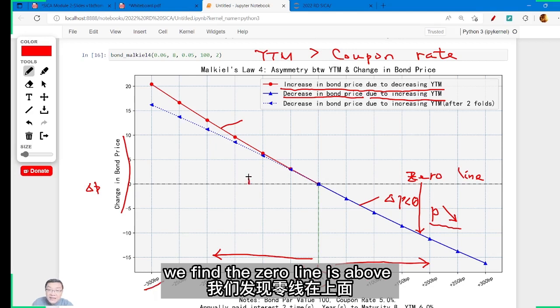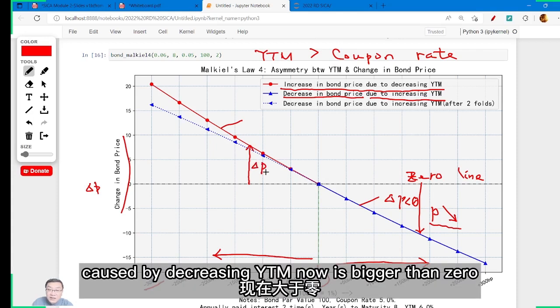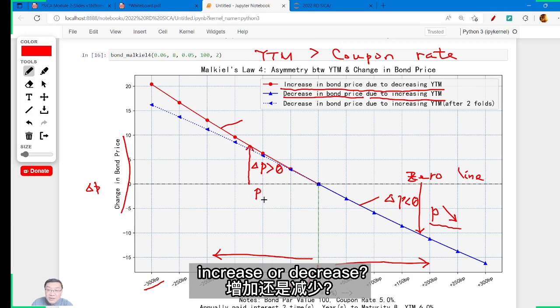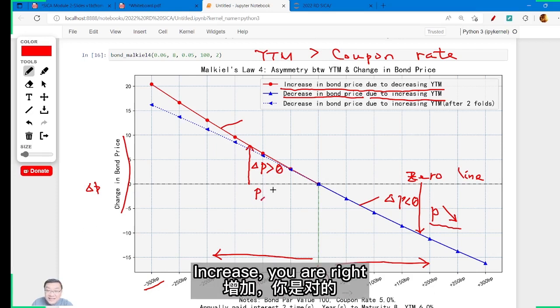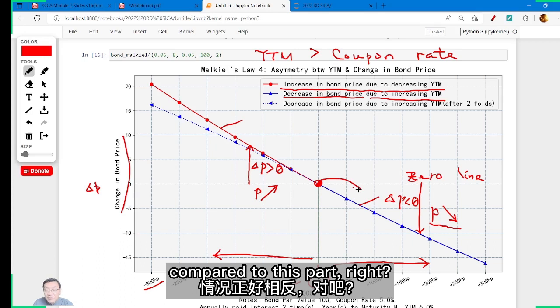This time we find the line is above the zero line. Yeah. So the delta P caused by decreasing YTM now is bigger than zero. And what does it mean to bond price? Increase or decrease? Increase. You are right. It's increase. So the situation is the opposite way compared to this part, right?